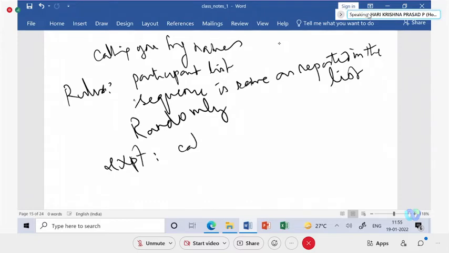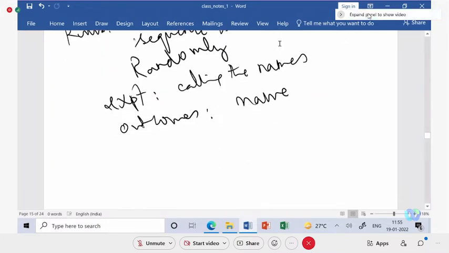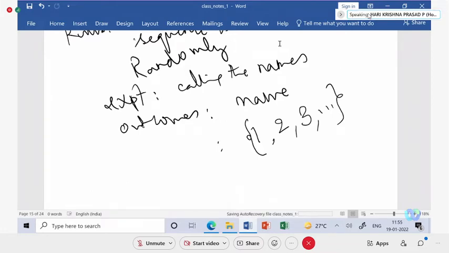Assuming that I am calling the names randomly, what is the experiment here? The experiment is calling the names of the students. Then what is the outcome? The name. So each name is distinct. Now I want to assign a numerical value to all the names. The name which is called first is given the value 1. The name which is called next is given the value 2. Like that, I will give different numbers to different students. This set of values is represented by the random variable X.